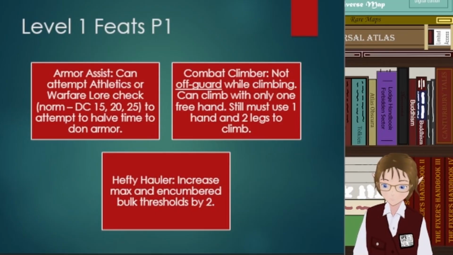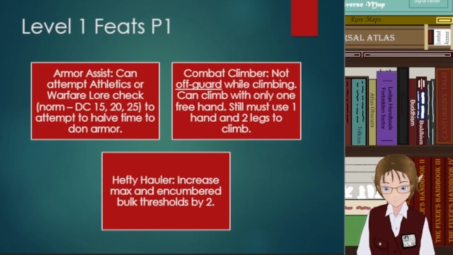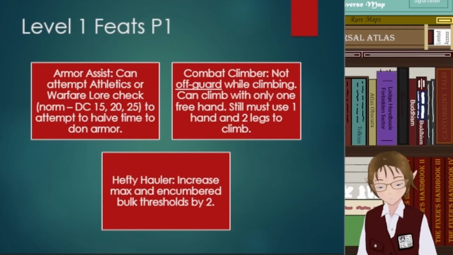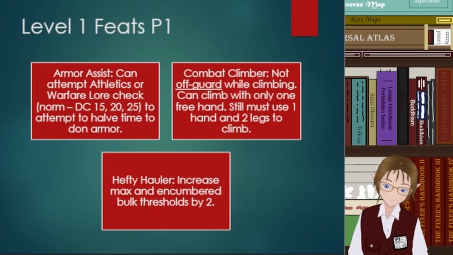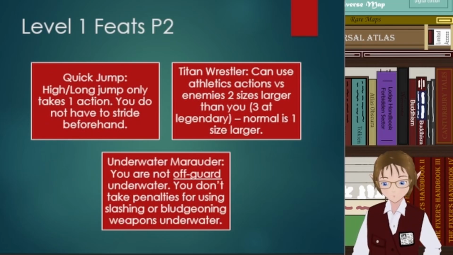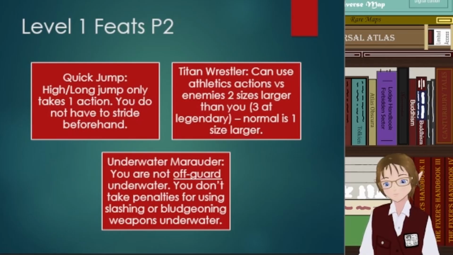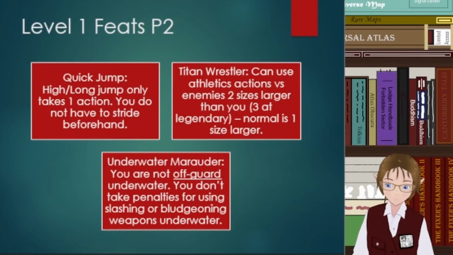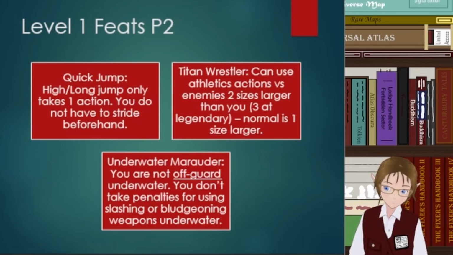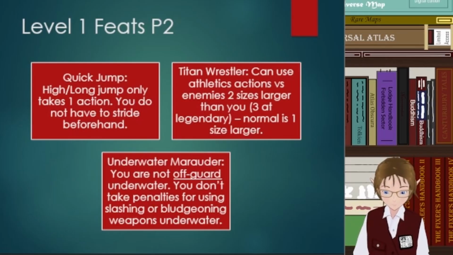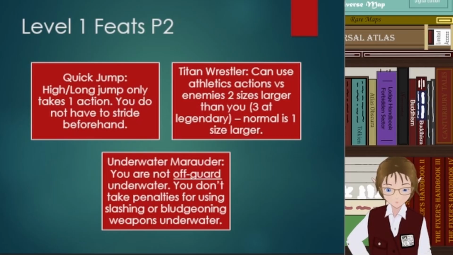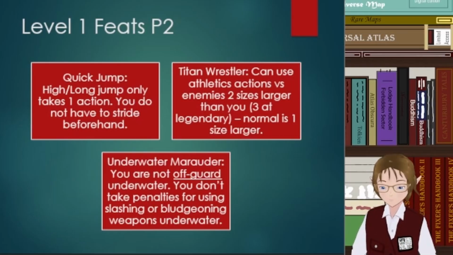Hefty Hauler increases your bulk limits for max and encumbered. Basically, it lets you carry more stuff without taking penalties. Quick Jump reduces the amount of time it takes to high jump or long jump to 1 action. It also makes it so you no longer have to stride beforehand for either of these actions. This is the type of feat that just modifies what you can already do.